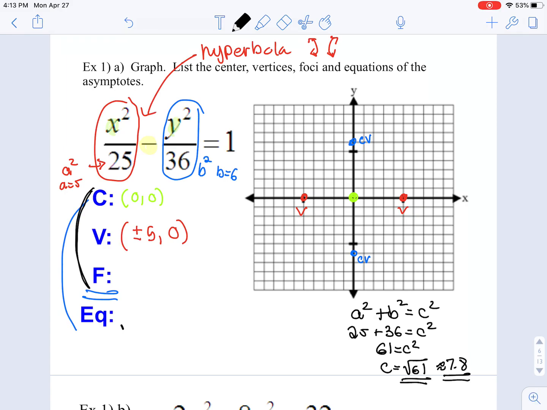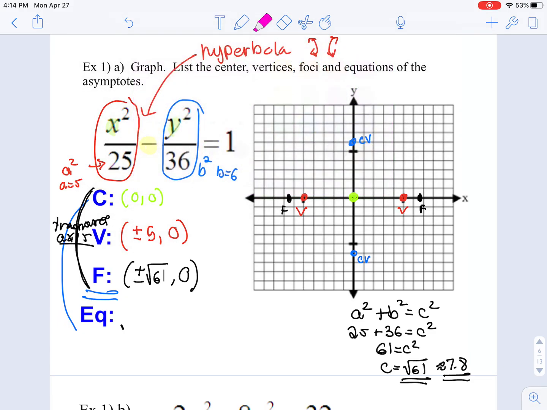Since the focal points, the vertices, and the center should all be on the same transverse axis, I know that I'm going to have to go left and right 7.8 because I have to still be going horizontally just like the rest of them. Now, when I go to write my ordered pairs, that means I went positive square root 61, comma 0, and I went negative square root 61, comma 0. And again, I'm using those exact points.